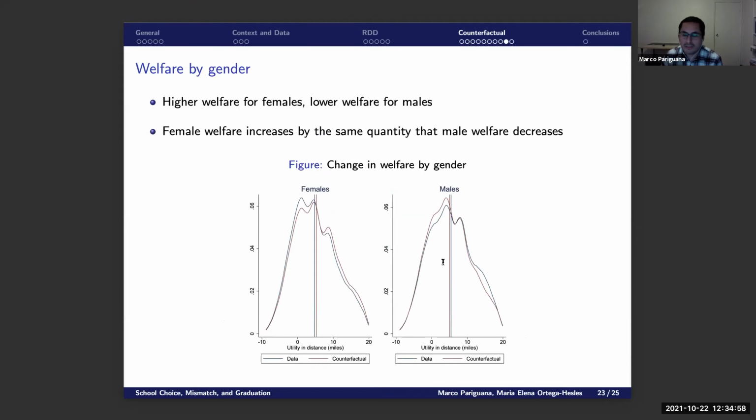However, as we also saw on the table, there is higher welfare for females and lower welfare for males. But importantly, females' welfare increases by the same quantity that male welfare decreases. So it's not like we're hammering men and improving welfare for females. It's more or less there is a welfare trade-off.